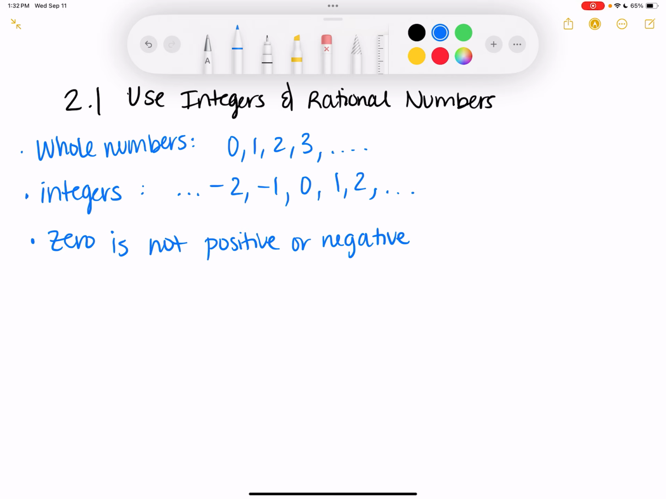So there may be questions that ask us to plot points on a number line. Basically we'll draw out a number line and then we'll just put the numbers on there, and then they'll want to know which one is greater, things like that.